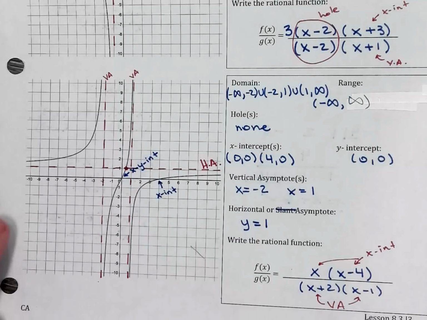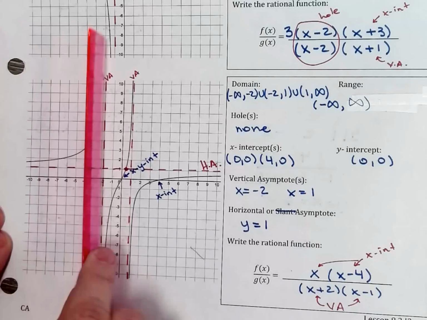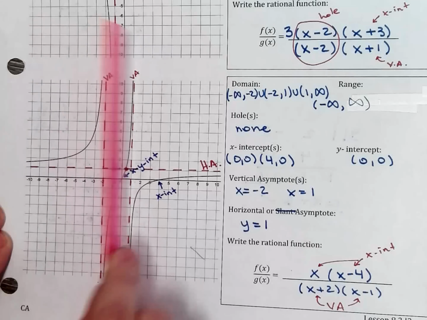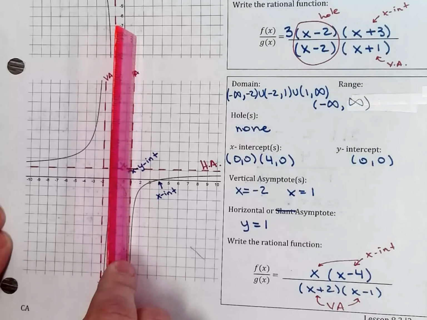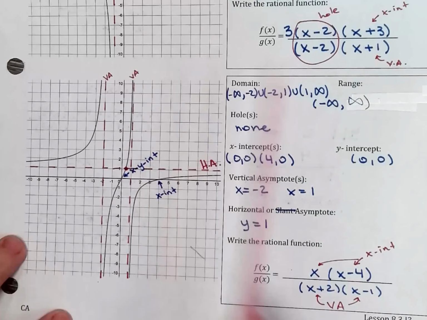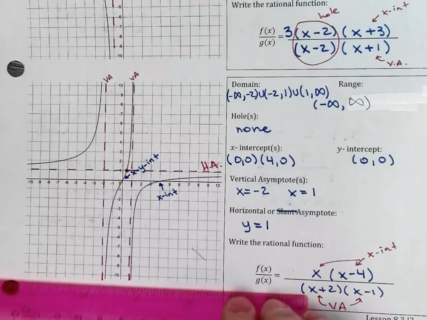No holes, and then the domain is everything from here over to the first vertical asymptote, and then over to the second vertical asymptote right there at 1, and then it approaches positive infinity. Now the range is everything.